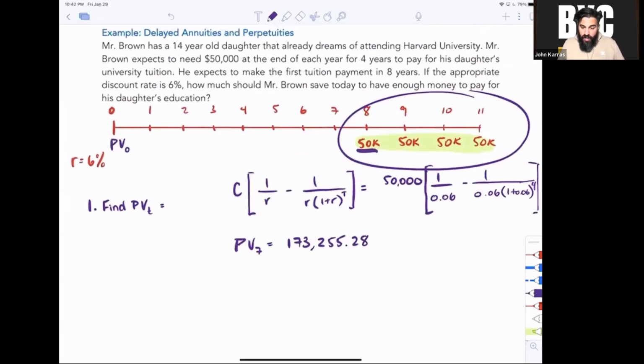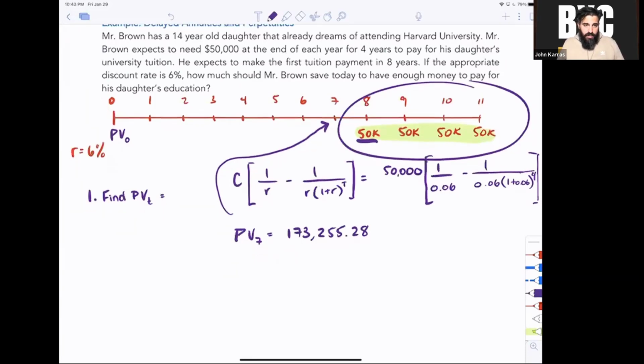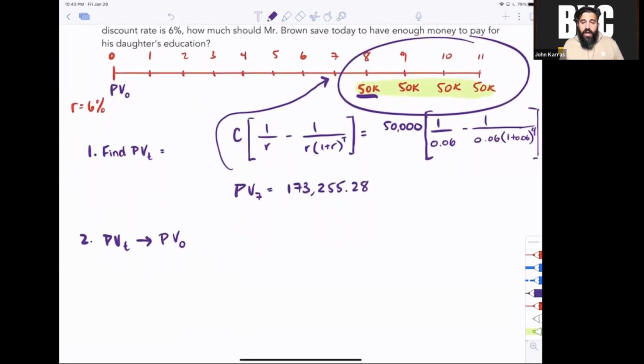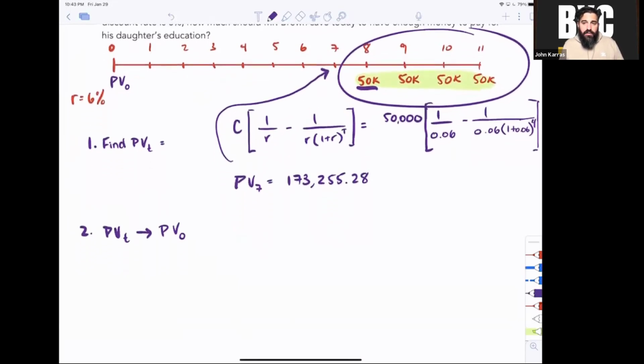So Mr. Brown has to have $173,000 at year 7 to pay for his daughter's tuition. But that's not what I asked you for, right? I said, how much does he need to save today? So your second step is to take whatever present value you found and bring it back to time 0. So now I'm asking you to do basic discounting, the first thing we saw today.